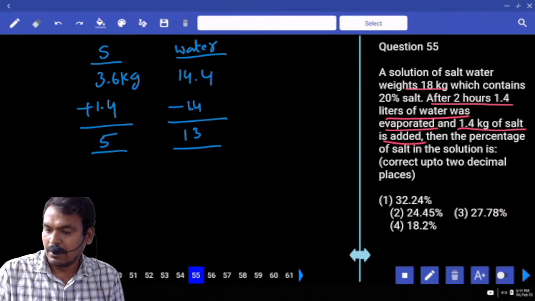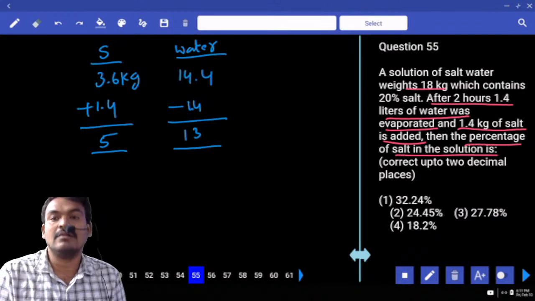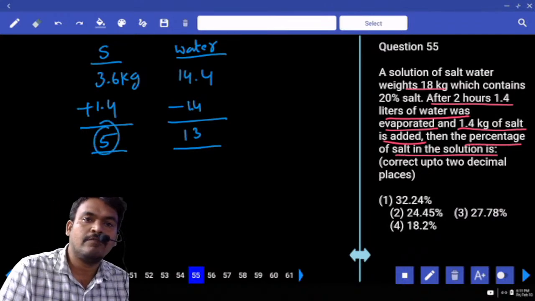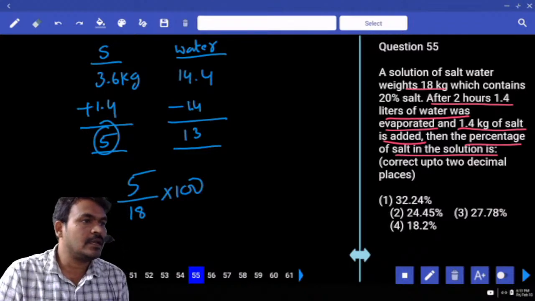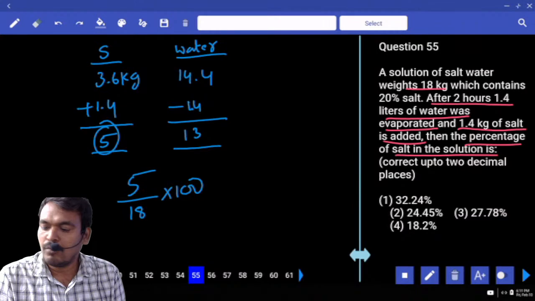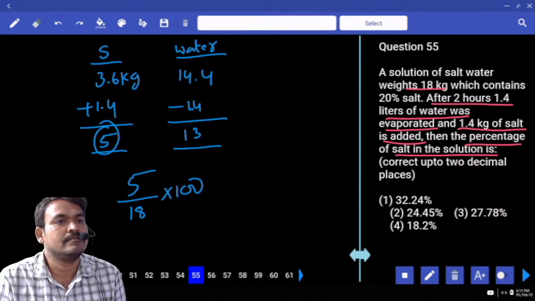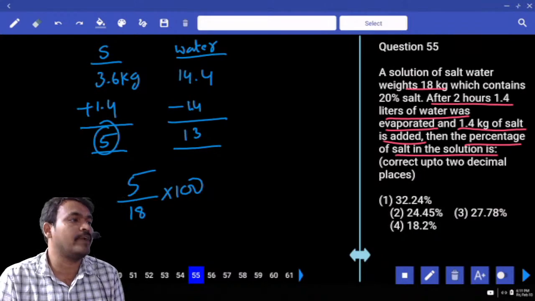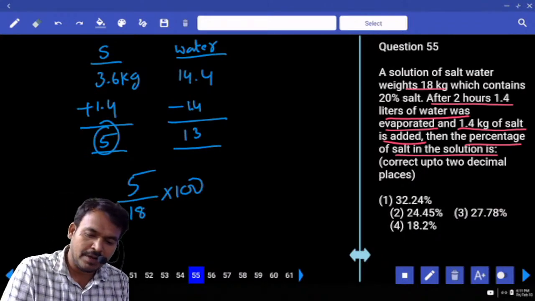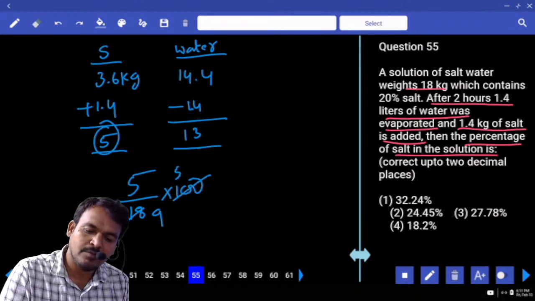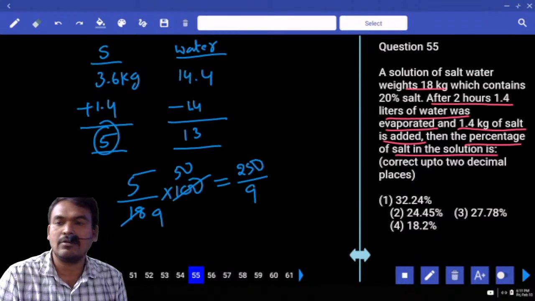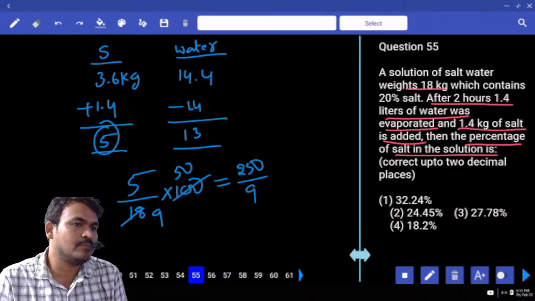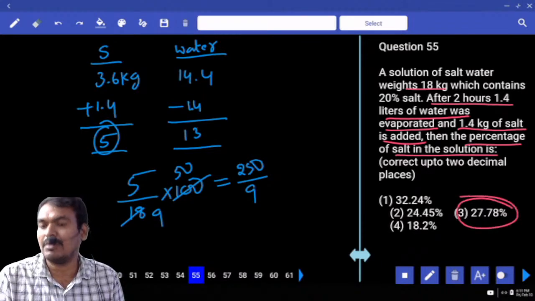What is the question here? Find the percentage of salt in the solution. What is the salt value? 5. What is the total solution? 18. Then we write 5 by 18 into 100, which is 500 by 18. It is more than 25 times but less than 30 times. 2 times 9 is 18, 2 times 50 is 100, so it is 250 by 9. What is the nearest value? 27.78.